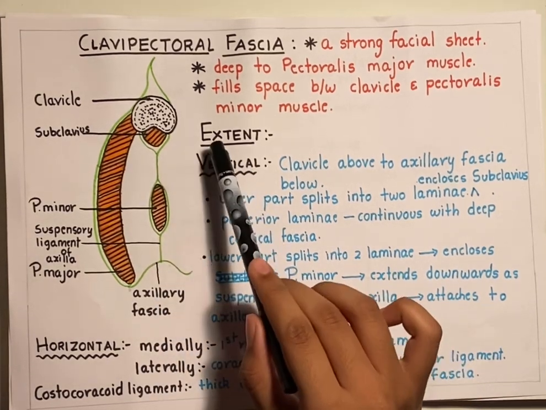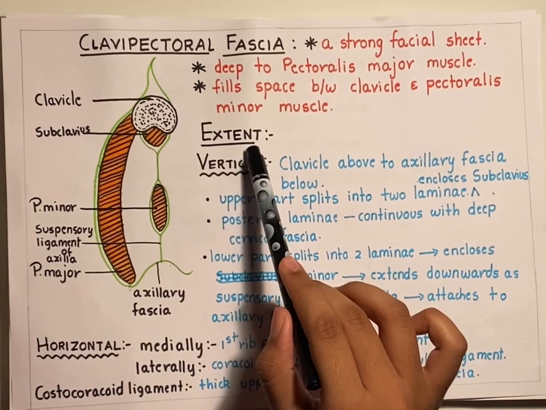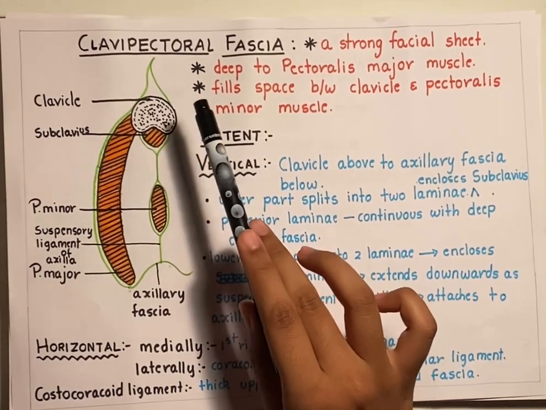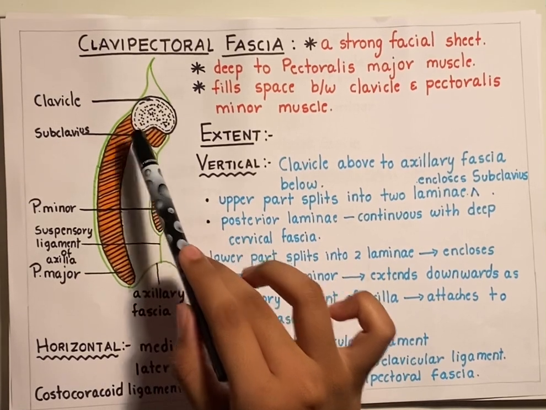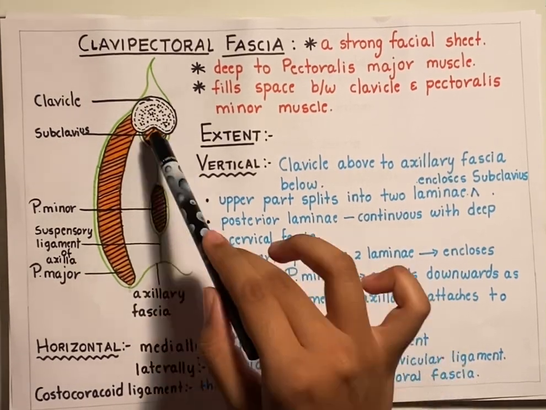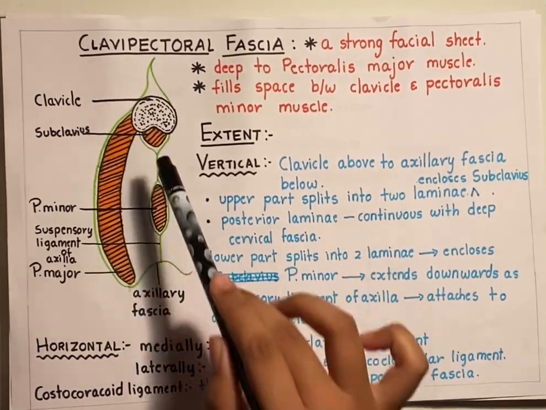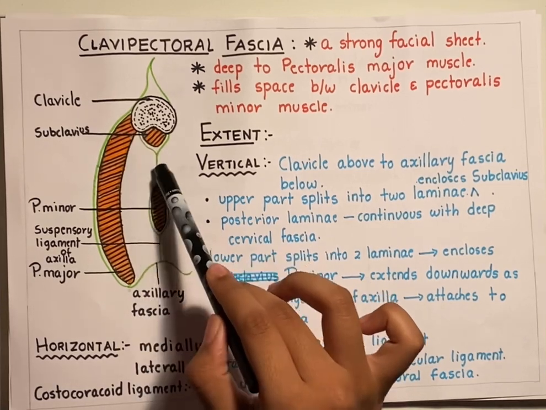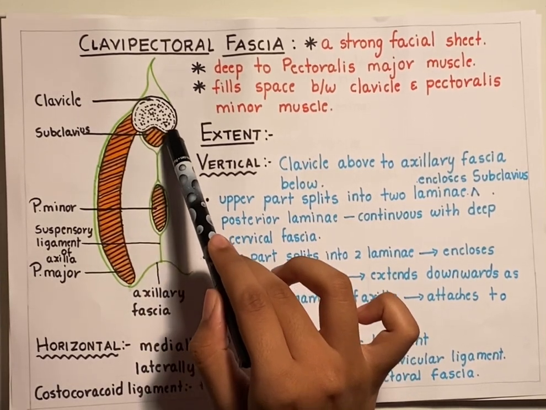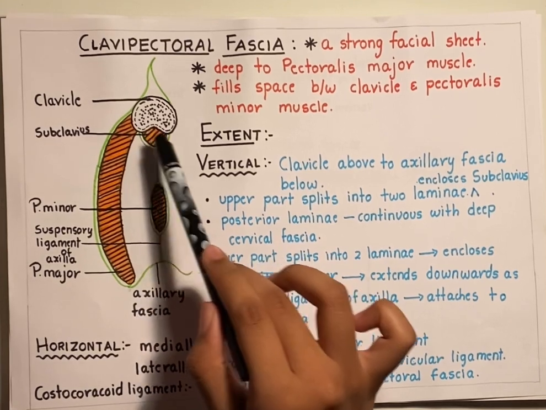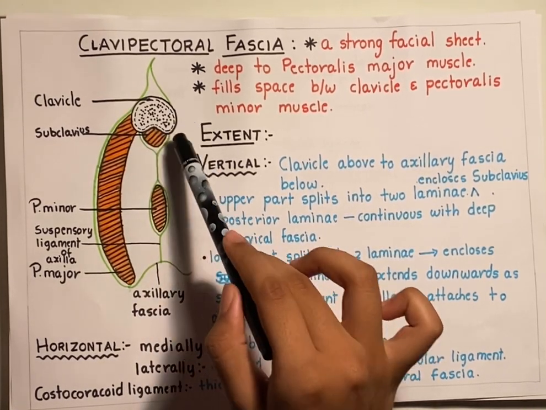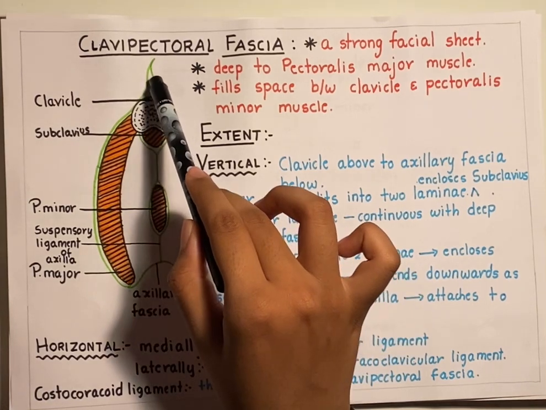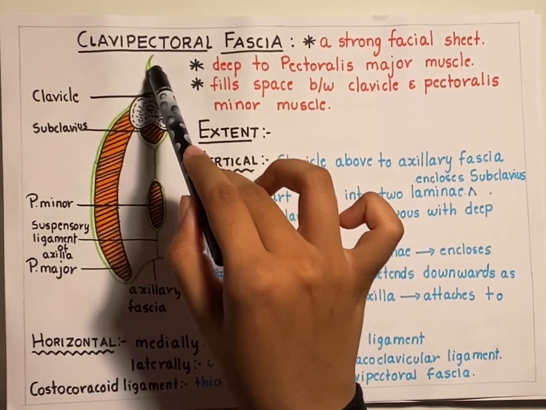Now, coming to the extent of the clavipectoral fascia, the clavipectoral fascia extends vertically from the clavicle above to the axillary fascia below. The upper part of the clavipectoral fascia splits into two laminae in order to enclose the subclavius muscle. The posterior lamina continues further with the investing layer of the deep cervical fascia.